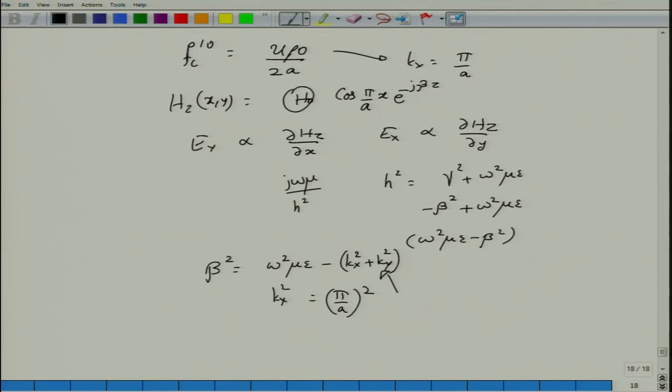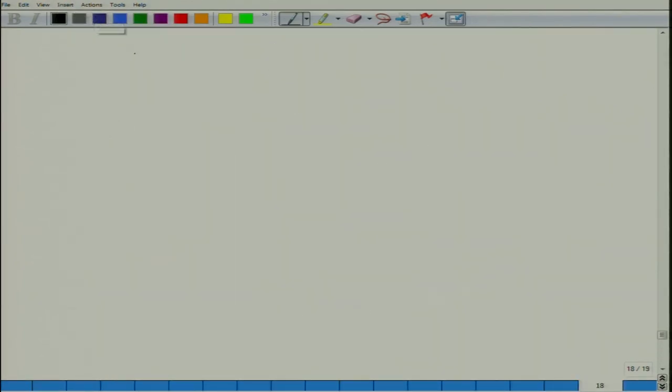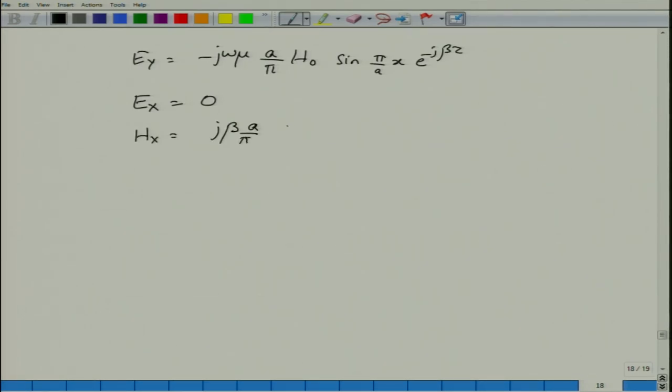So you can put all these constants in and then show that the corresponding component Ey will be equal to minus j omega mu, because there would be some term coming out with a negative sign in the solution. You can show that Ey is minus j omega mu times h0 sin of pi by a x e power minus j beta z. Luckily or unluckily, you do not have an Ex component in this case, so Ex is equal to 0. Then you have the Hx component given by j beta a by pi h0 sin of pi by a x e power minus j beta z.